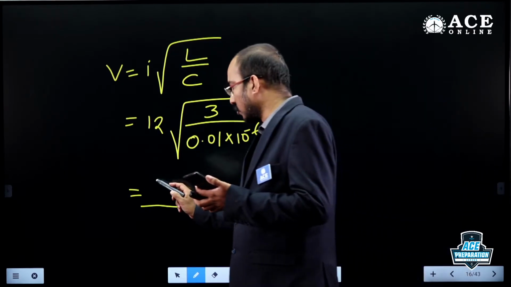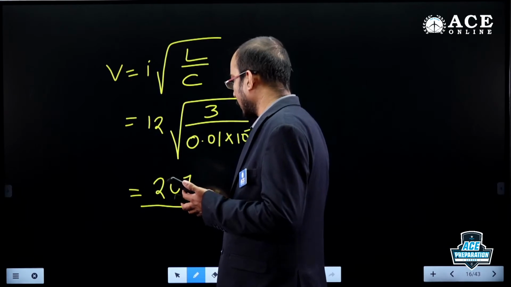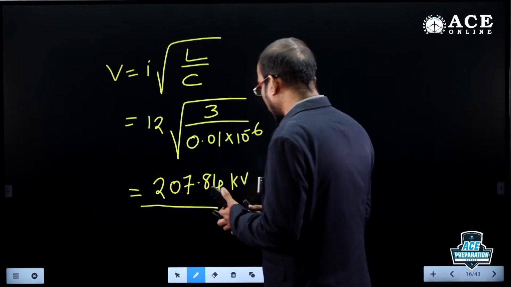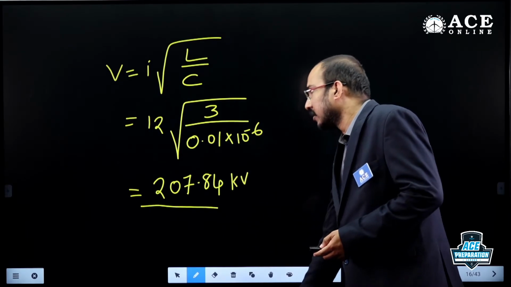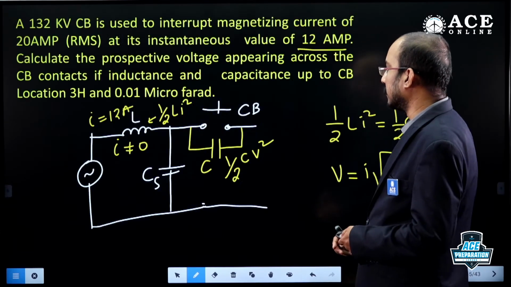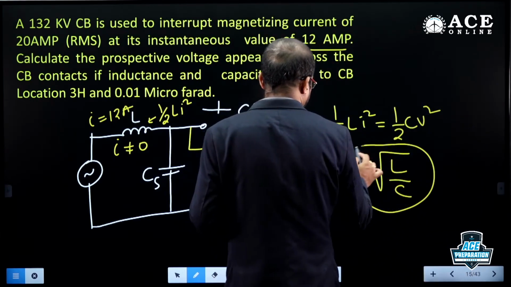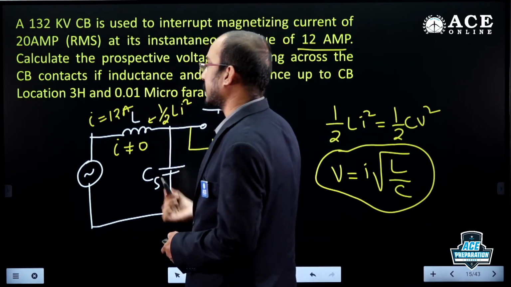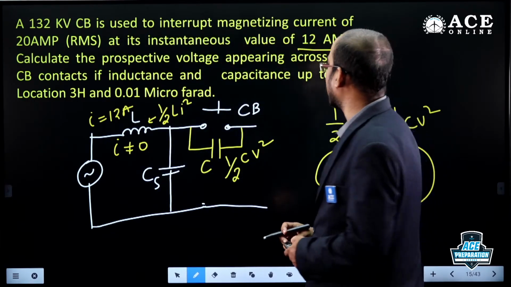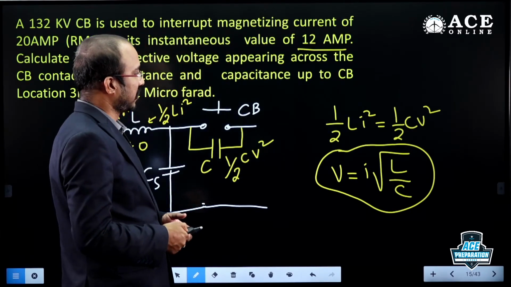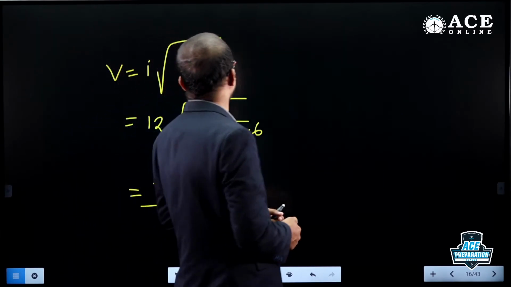This is nothing but 207.84 kilovolts approximately. Here, using this relation, you may be confused that you should substitute the RMS value. No, we should substitute the instantaneous current that has been interrupted. Let's move to the next question.